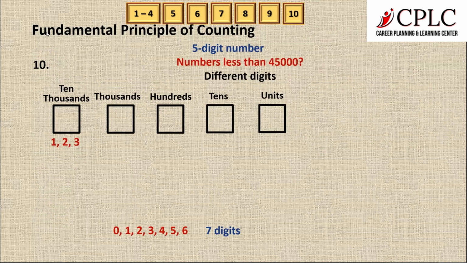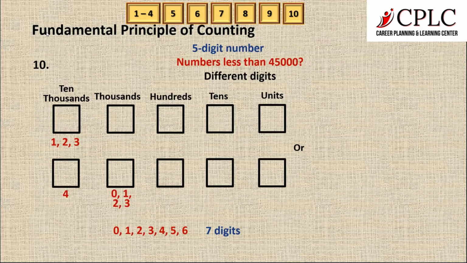So the only digits which we can take at ten thousands place are 1, 2, and 3. We can also take 4, but when we take 4, we have to focus on thousands place also, because the thousands place digit must be less than 5. So we can only take 0, 1, 2, 3 at the thousands place. So to find out the number of possibilities, now ten thousands, hence 3 possibilities.